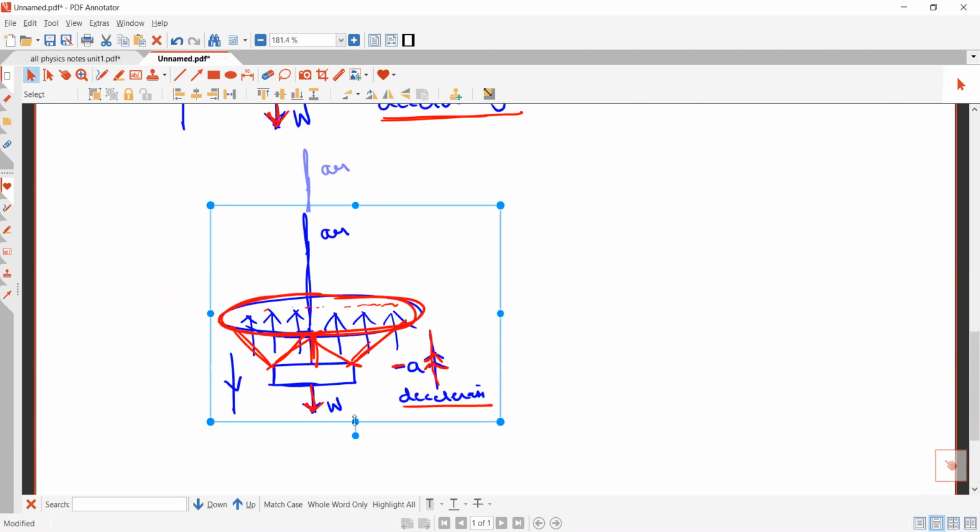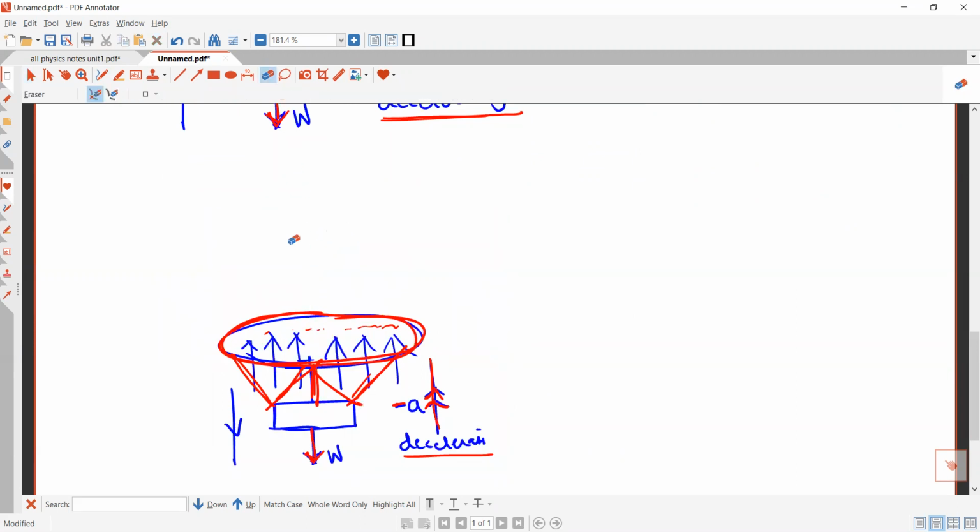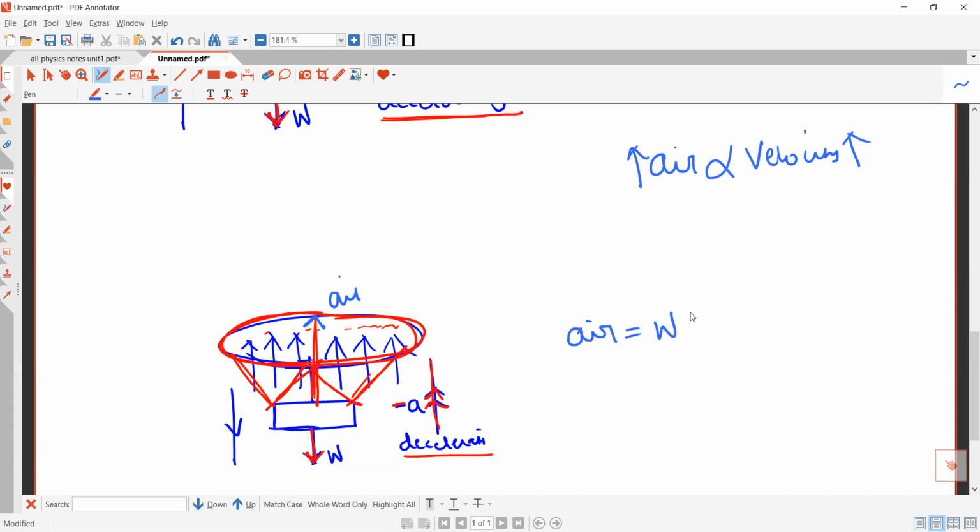But this time what I'm going to do is, the air resistance will be equal to the weight. Why? Your object is slowing down, and you know air resistance is directly proportional to velocity. So if velocity is more, air resistance is also more. Here your velocity is decreasing because the object is decelerating due to the parachute. So at one point, again, your air resistance will be equal to your weight.